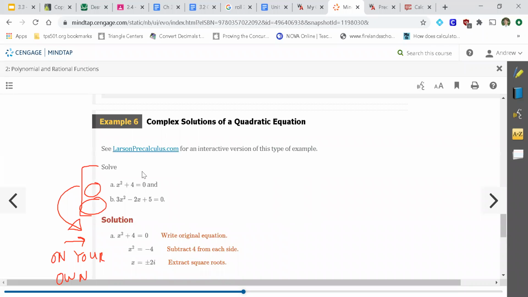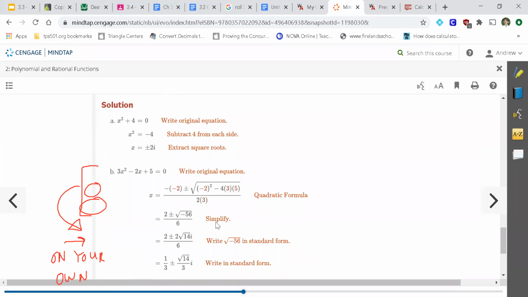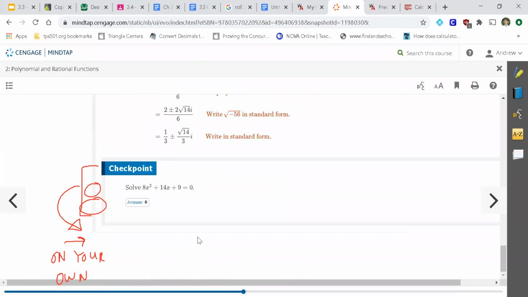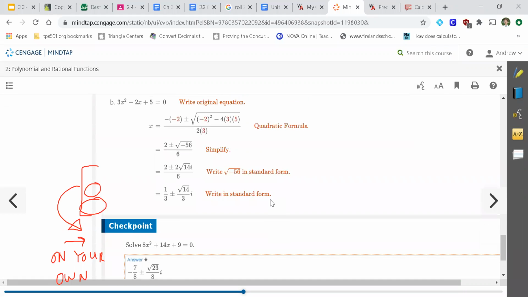And then starting at example 6 are some great examples that go step by step on how to solve the problems like you would see on the homework. And there's even a checkpoint 1 for you to try to do on your own. And if you hit answer, it'll show you what the actual answer is, so you can see if you did it right.